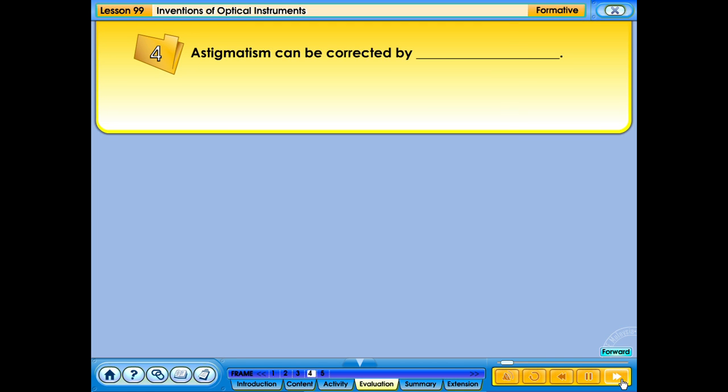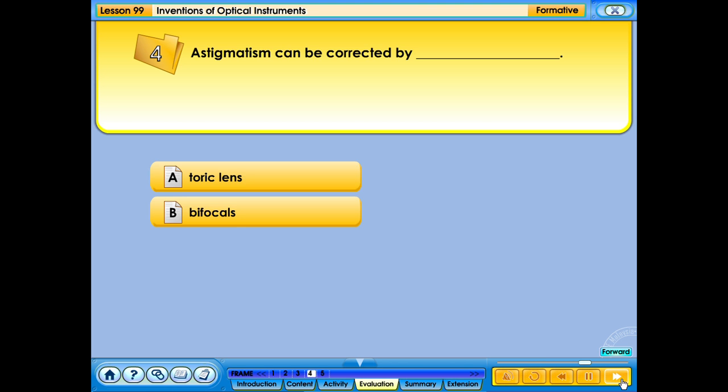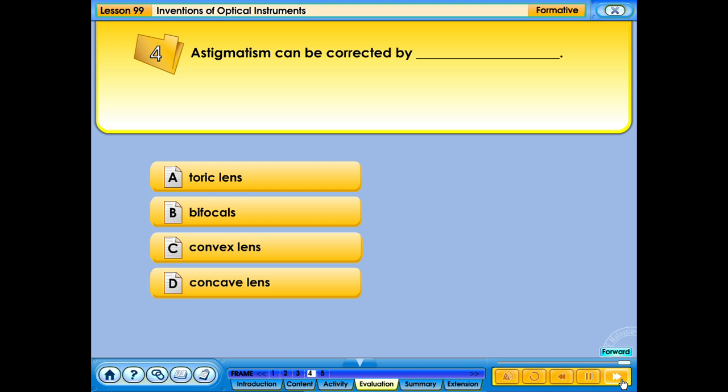Astigmatism can be corrected by A. Toric lens, B. Bifocals, C. Convex lens, D. Concave lens. Your answer is correct.